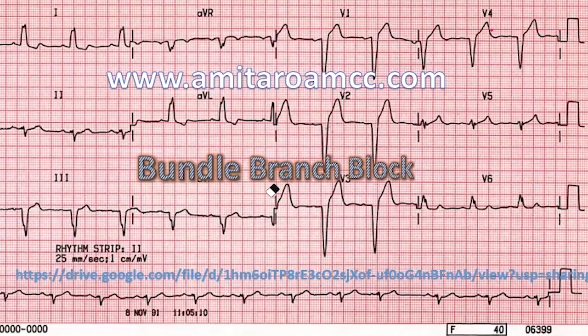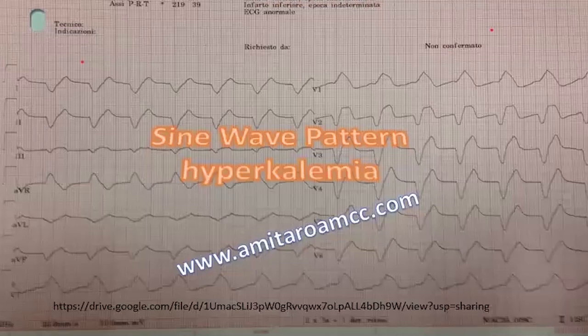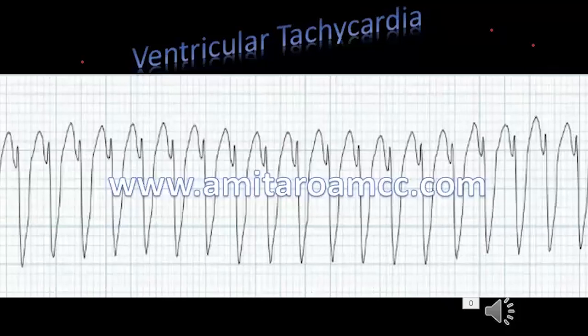So here comes another role of visual memory. We do not need to always measure the width of the complexes, as we can see with our visual memory that there are broad complexes. So we don't need to measure every time. And one more example, you can see here: these are the broad complexes of sine wave pattern, which is seen in hyperkalemia. Another example is ventricular tachycardia, where we have already discussed the broad complexes.